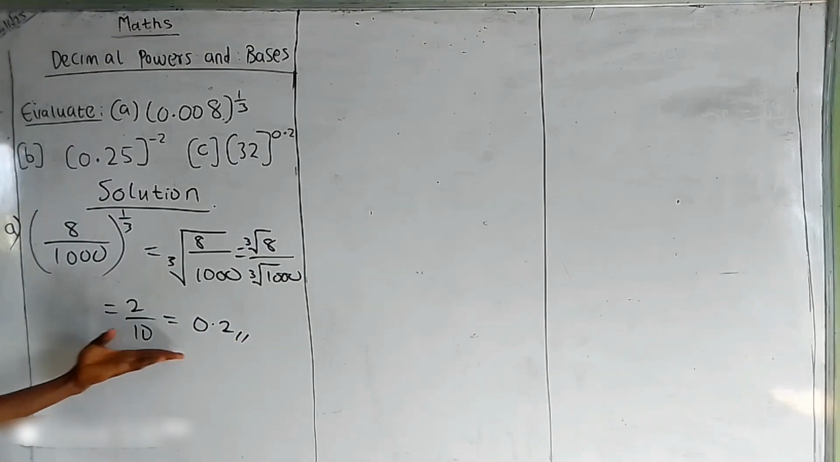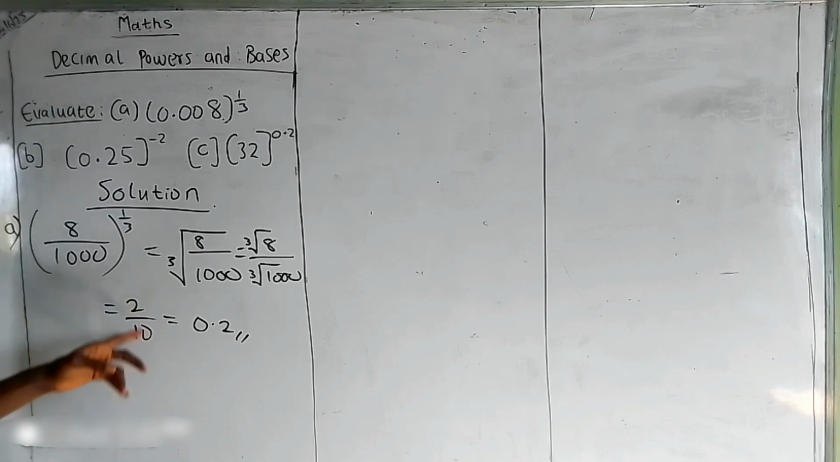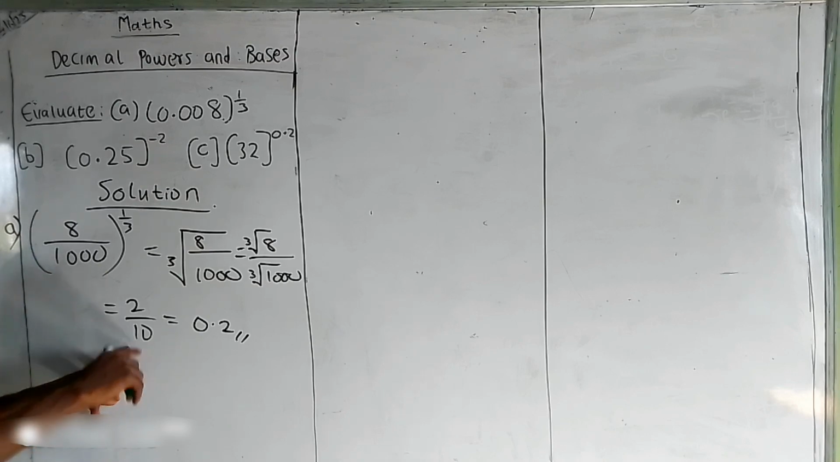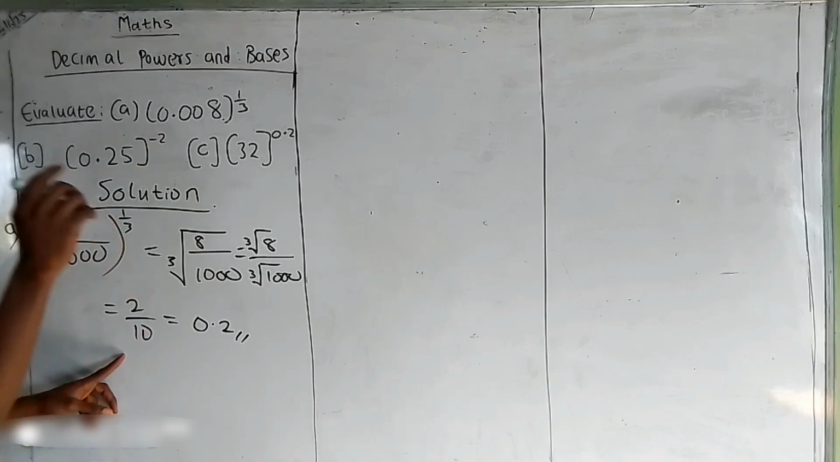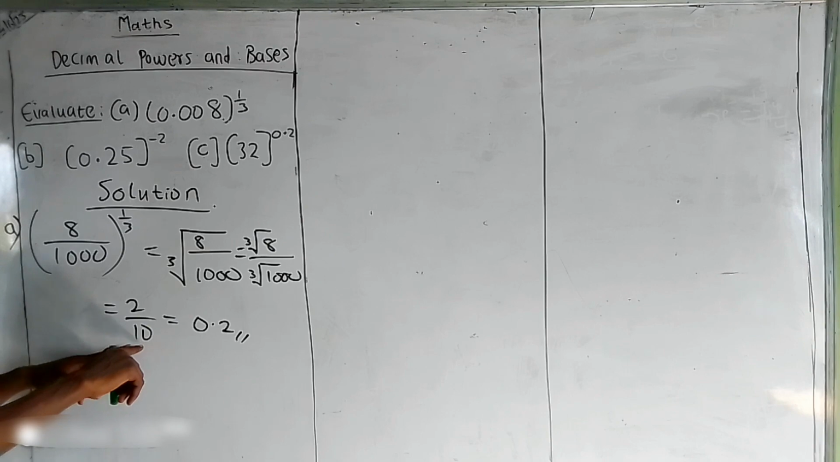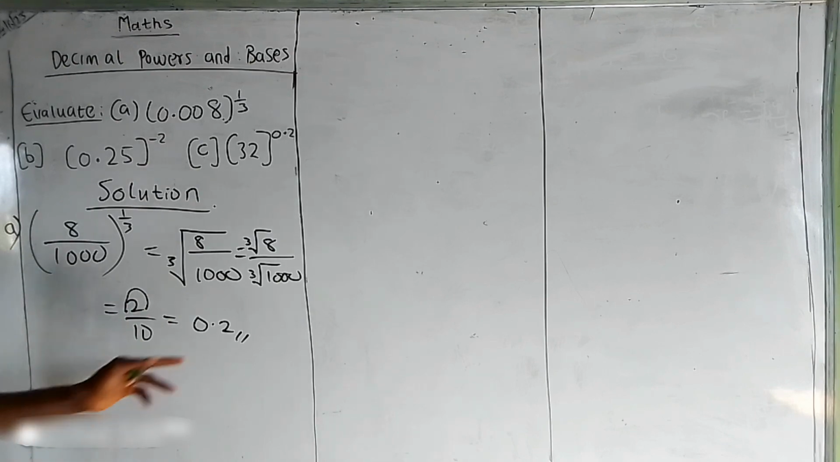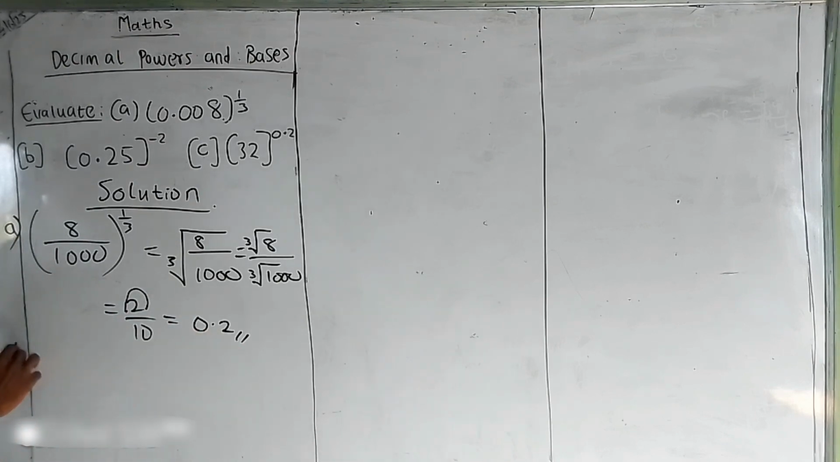So if you understand the concept of converting any fraction to decimal that has a denominator of 10 or a multiple of 10, you just move the point one step. That's for that. Then we have b.